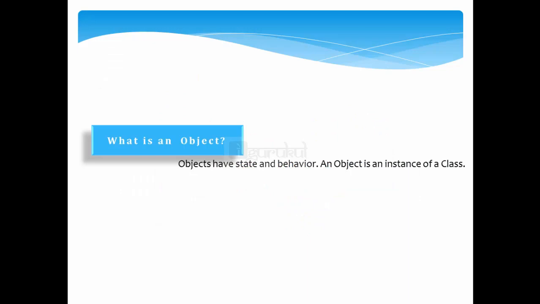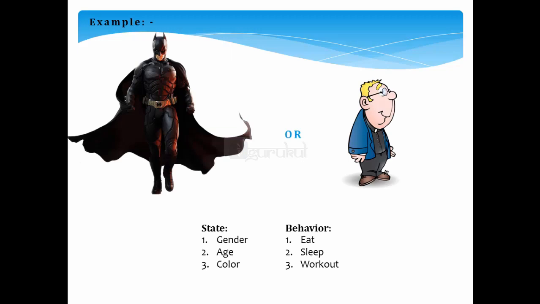So the next question is, what is an object? Objects have state and behavior. As I have told you, a class contains the state and behavior of an object, so an object has state and behavior. So let's take an example. We have two persons over here. You can choose either of them. Both of them will have a state and a behavior. The state will be like gender, age, color, and the behavior will be like eat, sleep, work out.